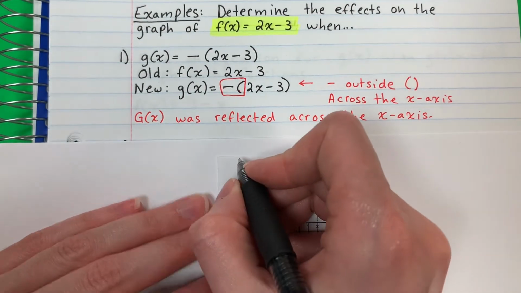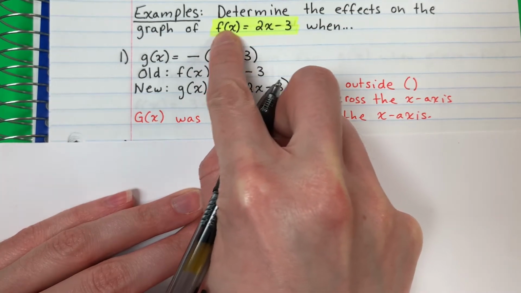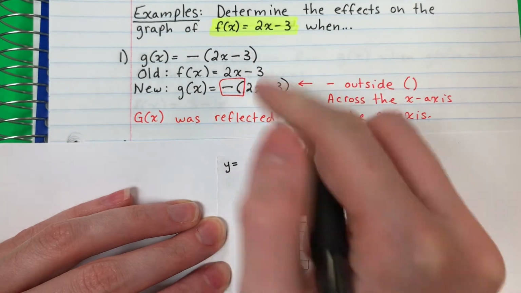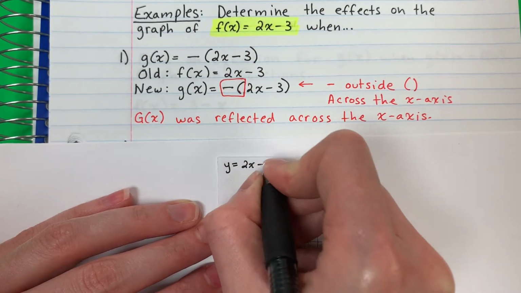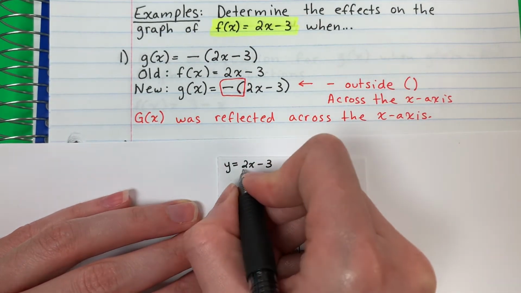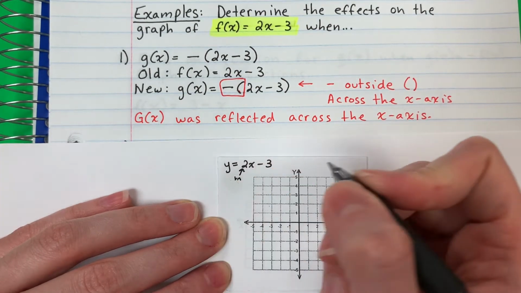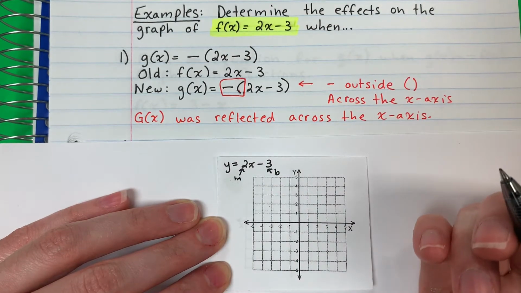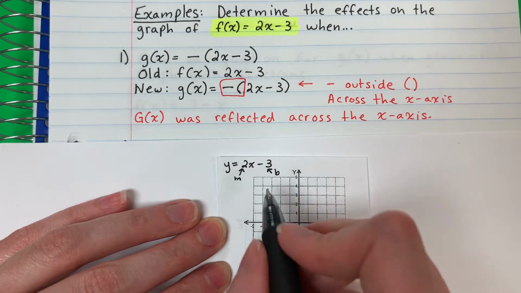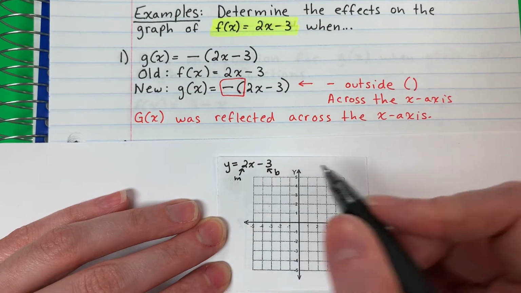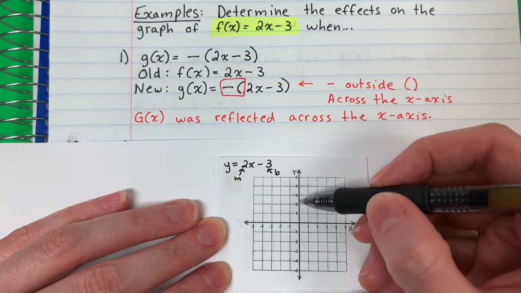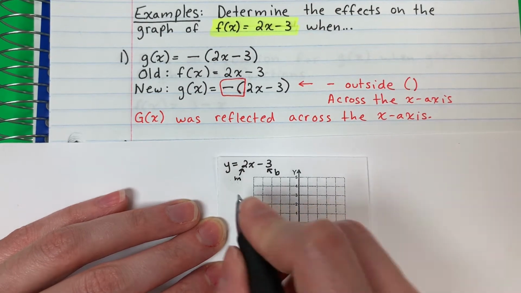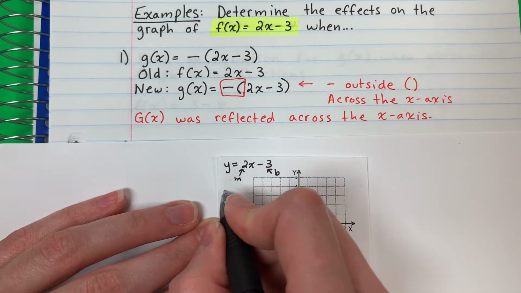So remember, f of x is y. So y equals 2x minus 3. The number with x is m, and this is b. Okay, b is the y-intercept, so my y-intercept is negative 3. It's right over here on the y-axis. And my slope is 2.